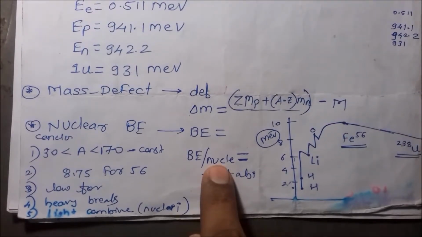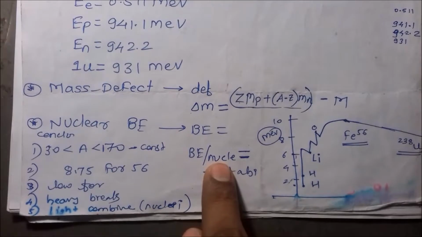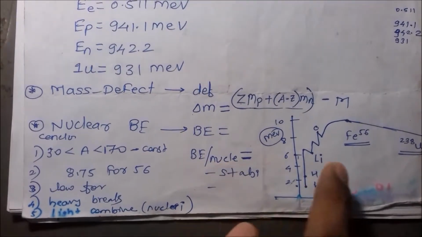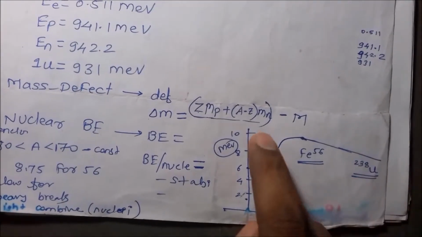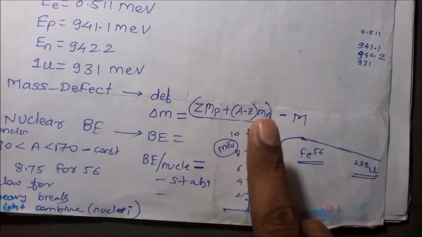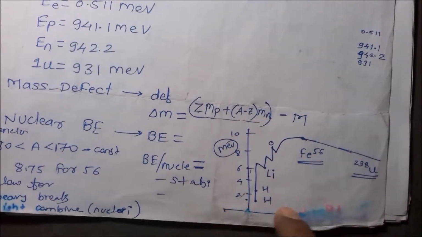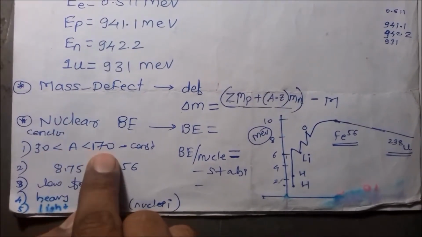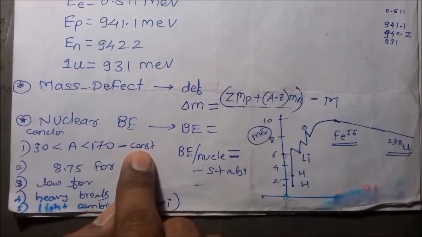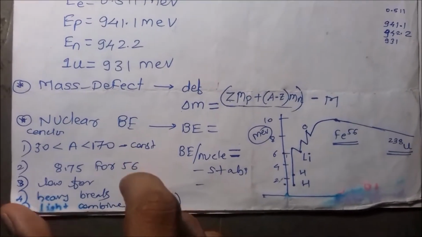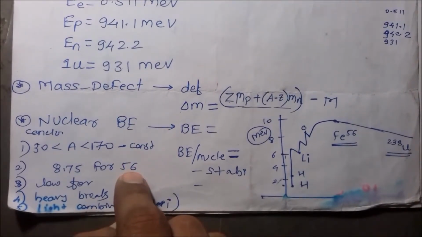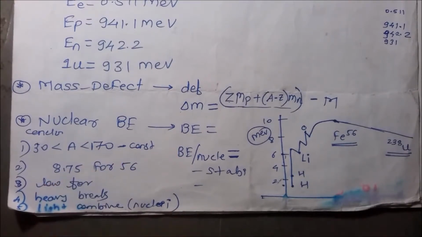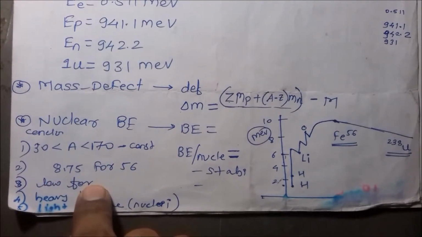If it is more, then stability is more. If it is less, then stability is less. This is the graph indicating binding energy per nucleon on the y-axis, and A on the x-axis. If A is between 30 to 170, then binding energy is almost constant. For iron-56, binding energy per nucleon is maximum, it is 8.75. It is low for lighter nuclei as well as heavy nuclei.